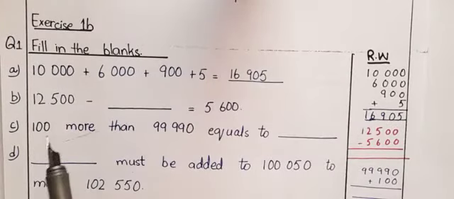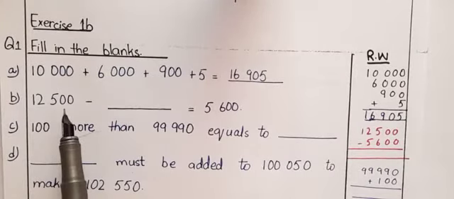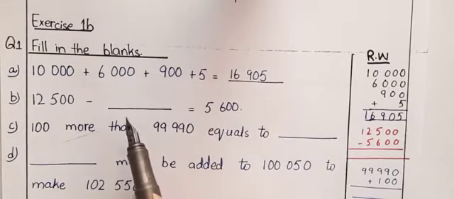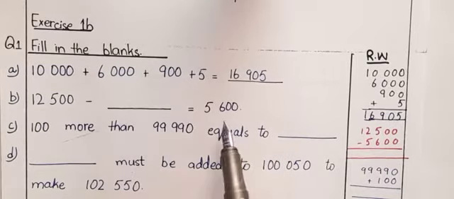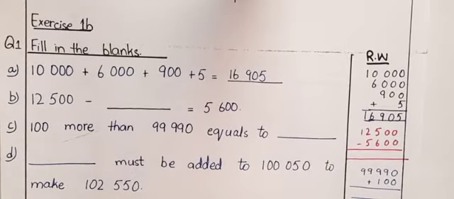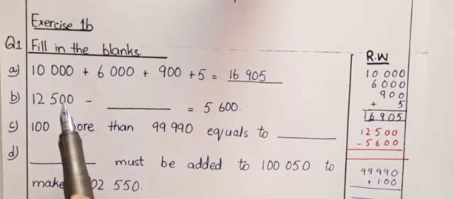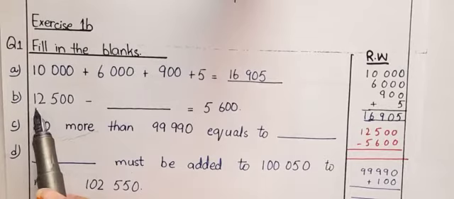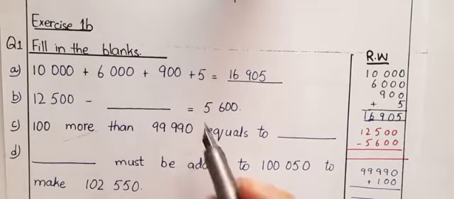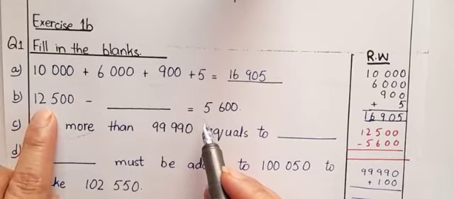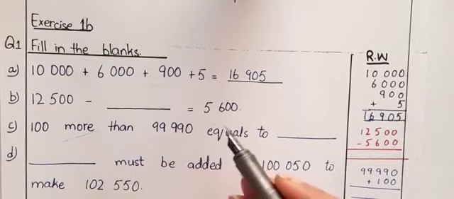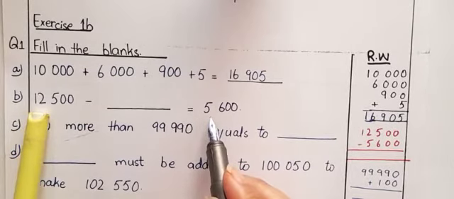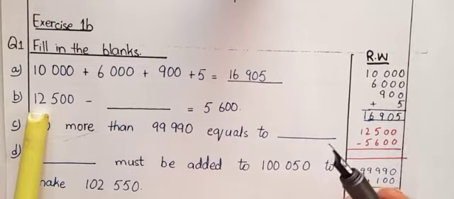Let's move toward our second blank, boys. That is 12,500 minus a blank will be 5,600. But we have to subtract from it. So our answer is this. Let's take an easy example. If I say you have to subtract something from 12 and the answer should be 5, you have to subtract something from 12. So what we will do, we will subtract 5 from 12 and that will be 7.